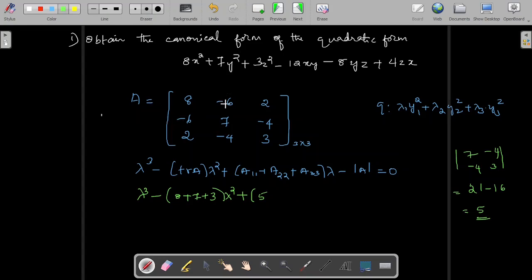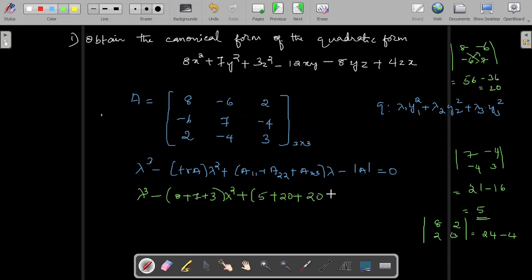A22 means delete the second row, second column. Then you will get the determinant 8, 2 and 2, 3, because of deleting the second row and second column. So this gives 24 minus 4, that is equal to 20, plus A33: delete the third row, third column, then we will get the determinant 8, minus 6 and 7. So cross multiply and get the value 56 minus 36, that gives you 20, into lambda minus determinant of the given matrix.